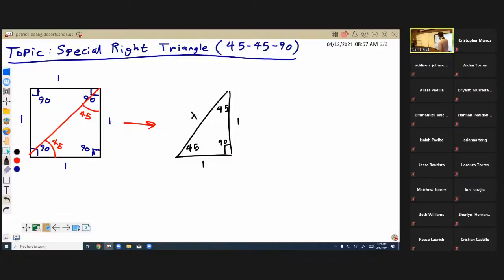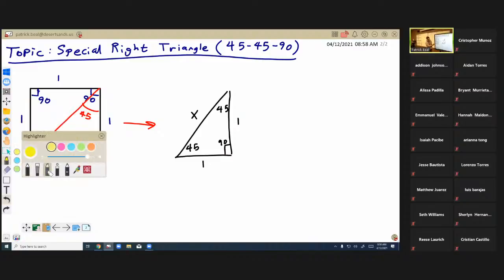What I want to figure out is how long is this third side of the triangle? I want to know how big that side is right there. We're going to use the Pythagorean theorem to help us figure that out. Before we do that, I just want to point something out to you guys. The name up here, the 45, 45, 90, that's referring to the angles in this triangle.